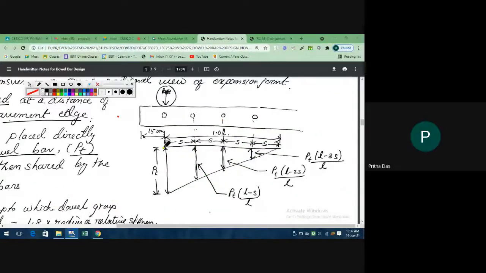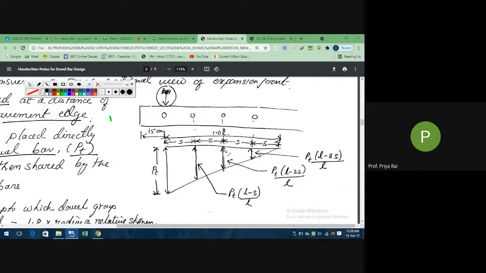See, simple. PT divided by L equals PT2 divided by L minus S. Simplifying, we get this green distance: PT2 equals PT into L minus S by L. Similarly you can calculate this also.